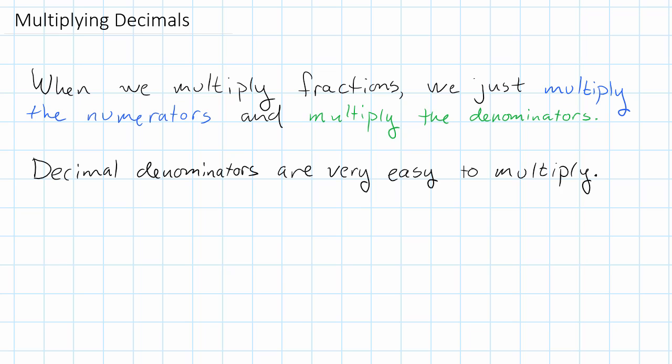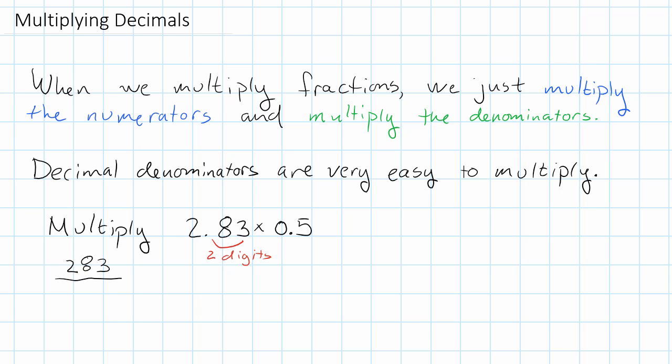So let's say we wanted 2.83 times 0.5. So as fractions, the first one is just the digits 283 over 2 digits after the decimal point, means 2 zeros in the denominator. Second number is just the one digit 5, right? 0.5 and 5 are the same thing. 1 digit after the decimal point means 1 zero in the denominator.